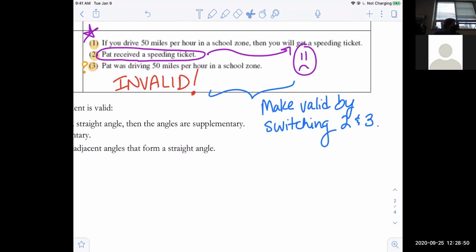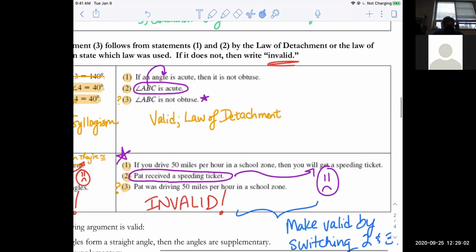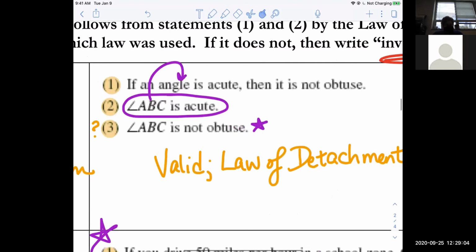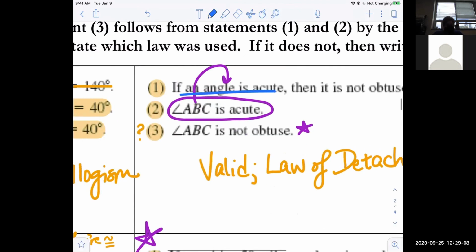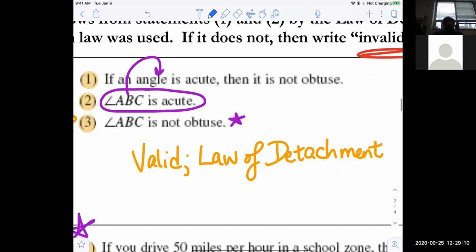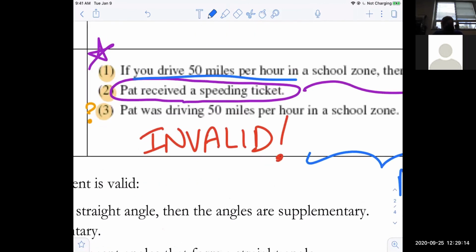Jake. It would be detachment. It would be a valid detachment. Yeah. So again, for detachment, you have to have an if-then, and then that second sentence needs to refer to the hypothesis. So here's an example of an angle that's acute. Okay, but I didn't say that here. I need an example of somebody who was driving 50 miles per hour in a school zone.